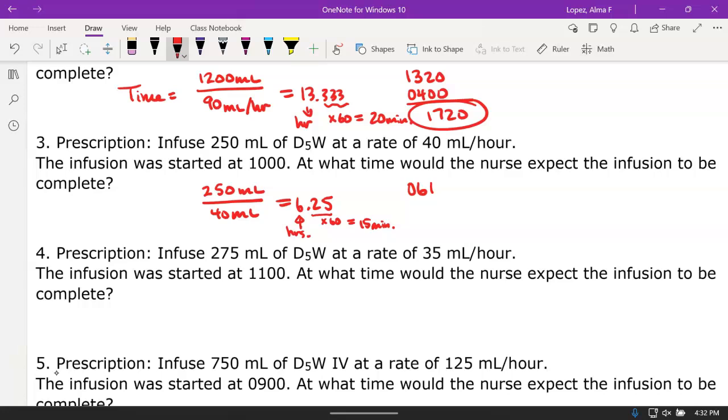So now we've got 0615, 6 hours, 15 minutes, and we're going to add that to 10 o'clock. When will the infusion be over? At 16:15.